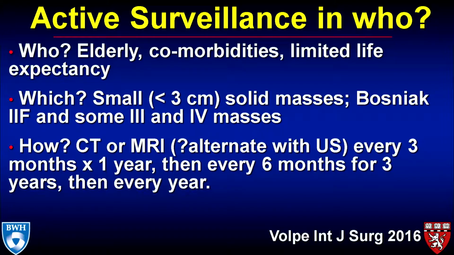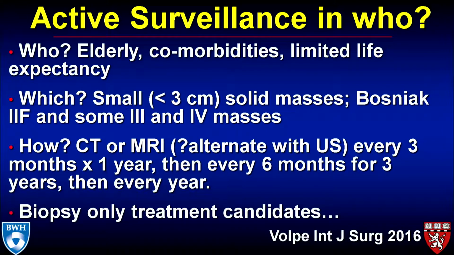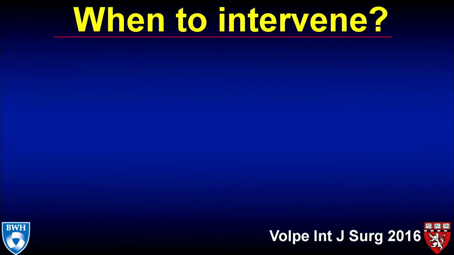And then we don't really have a good way to follow these patients. An aggressive approach, we did look at every 3 months, maybe alternating CT MRI with ultrasound, and then every 6 months for 3 years, then every year. We don't really know what the right way is. And of course, biopsy in these patients is only going to be used for treatment candidates.